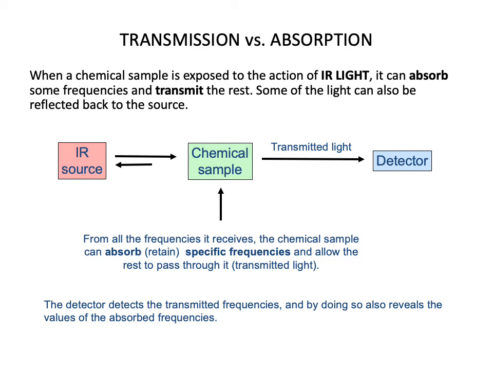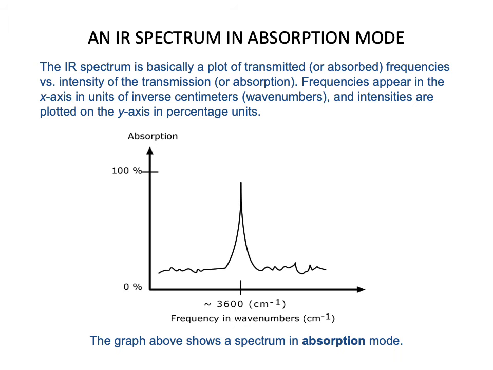You see that the IR, after sending, causes vibration. It is absorbed by some groups and makes vibration in those groups. Then some part of that IR is not absorbed. It is transmitted. The detector detects that transmitted light, and then it shows us. So here you see the absorption, based on the wavelengths and the percentage of the absorption.